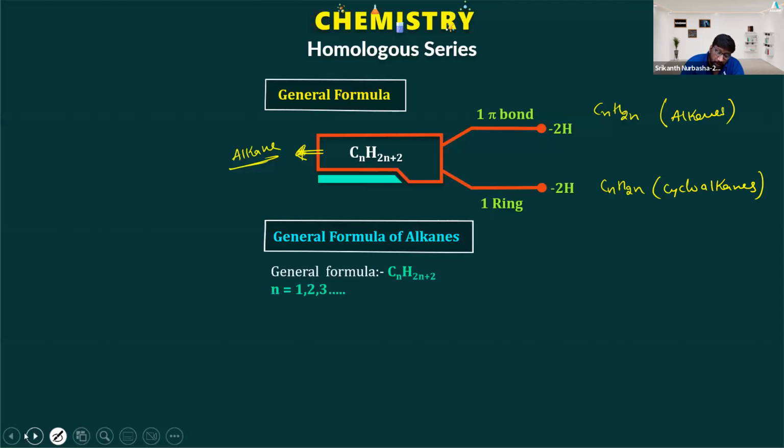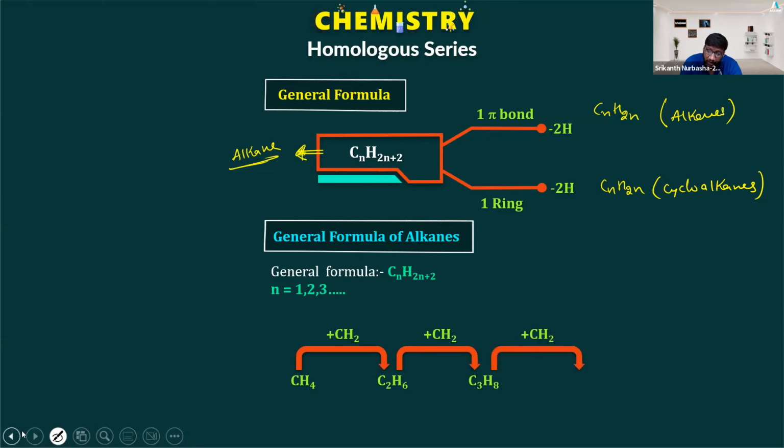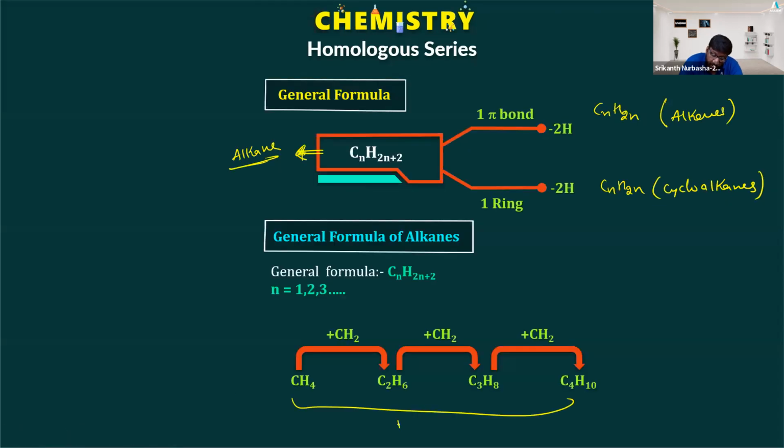So the general formula of alkanes is CnH2n plus 2, n is equal to 1, 2, 3, and so on. CH4 is the first member of the group. If you increase, you will get C2H6: methane, ethane, propane, butane, pentane, like that you will get all the heavier members. These are all said to be homologues.